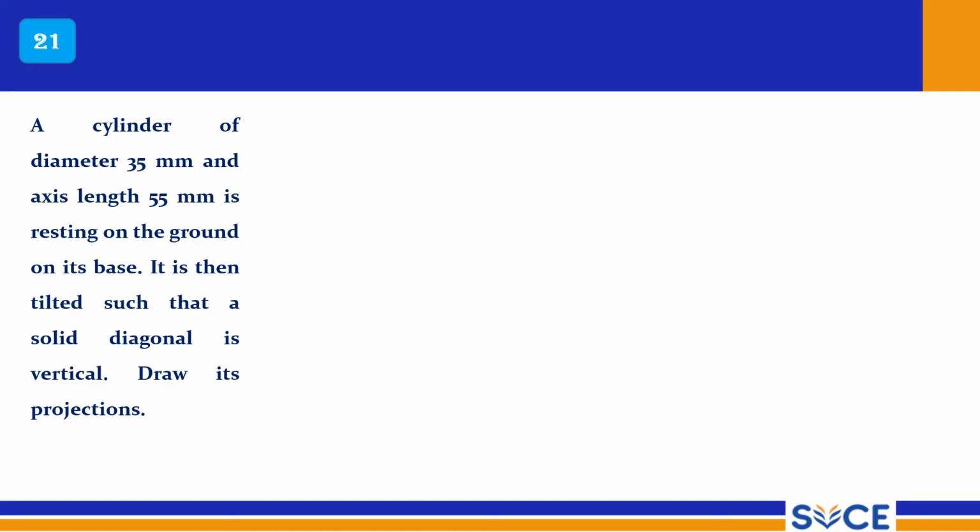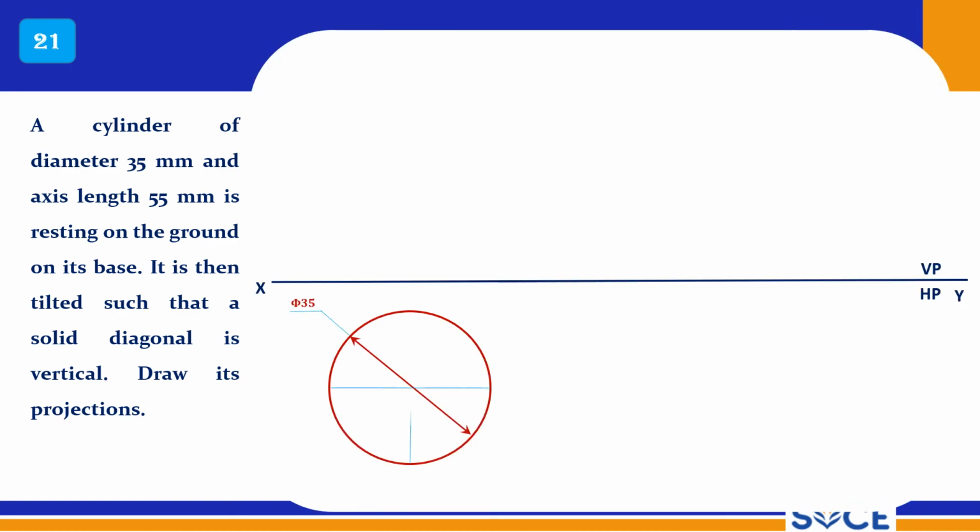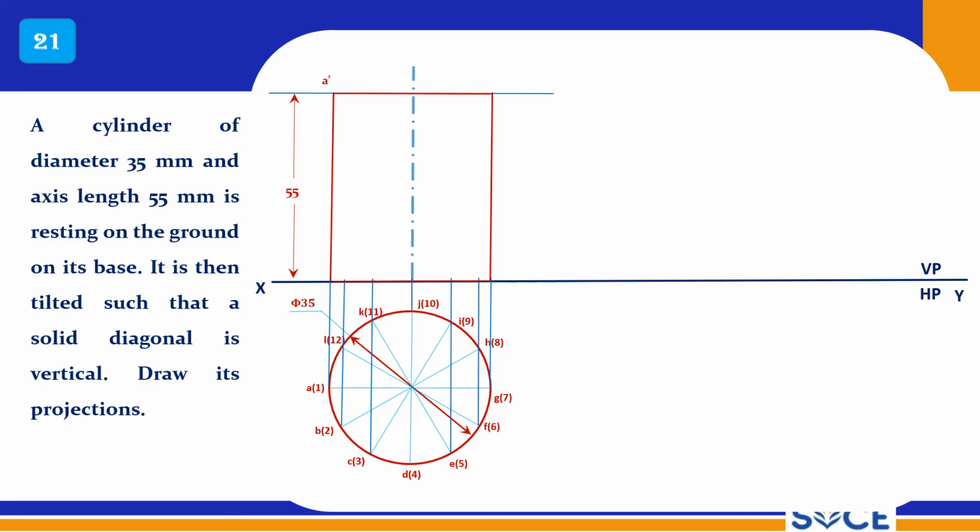Cylinder problem, right? So 21 is also a cylinder. Here the solid diagonal is vertical. That is the only difference between the earlier problem and this problem. The solid diagonal you can draw in the simple front view, and that can be made vertical. Now the solid diagonal is connecting this corner 7 to A. This is the solid diagonal.